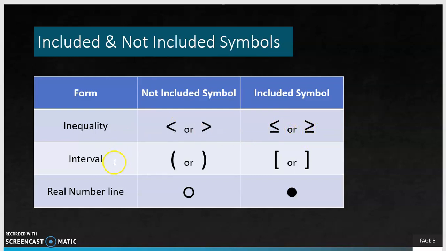Next, the interval form. For not included symbols, we will use round bracket. So here is the round bracket. Whereas for included symbol, we will use square bracket. So here is the square bracket. Finally, for real number line, we will use a small circle for not included symbol and a dot for included symbol. Don't worry. Next, we'll look at some examples.